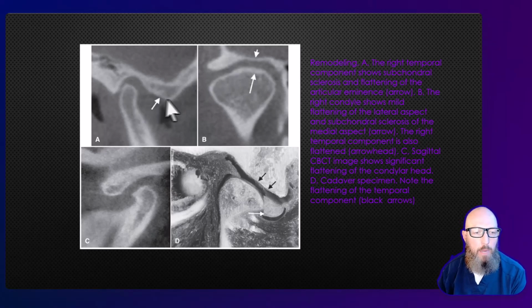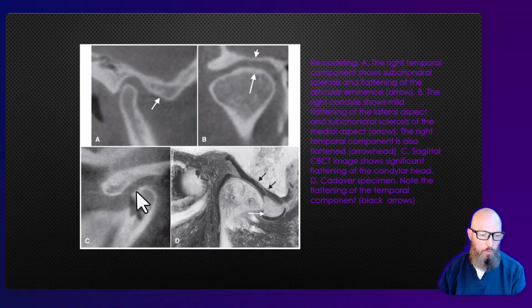And so if it's just some mild flattening, we might term that physiological remodeling. If I do see, and this is kind of borderline, if I see sclerosis like this, I might start calling it early indication of osteoarthritis. And then down here, you see it's more advanced.